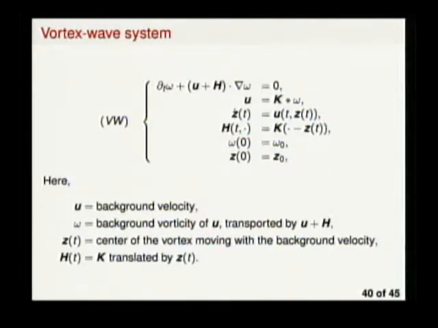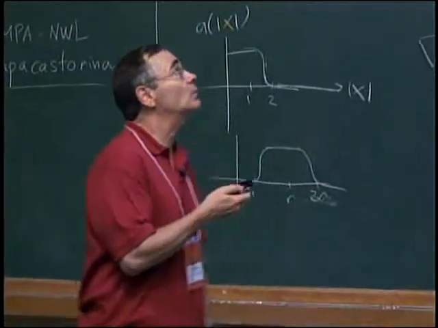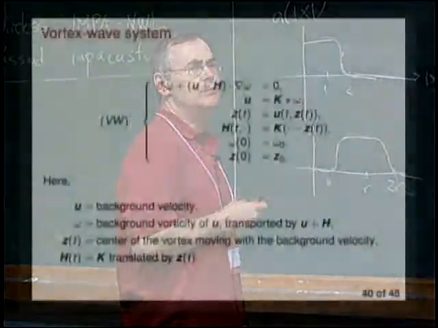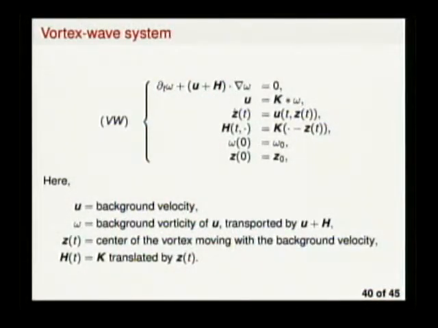Vortex-wave system, which I've written here, what it's saying is basically there's a point vortex which is moving according to this differential equation, ODE, z dot of t equals the velocity at time t and position z. But the velocity is coming from a vorticity, which is sort of a background vorticity. And that background vorticity solves the Euler equations, except that the velocity for the point vortex is included in the Euler equations. Okay? So it's sort of a coupled system. So it's u plus h instead of just u there. And the whole thing evolves along. Okay? So z is the center of the vortex, and h is the Biot-Savart kernel, k, translated by z.